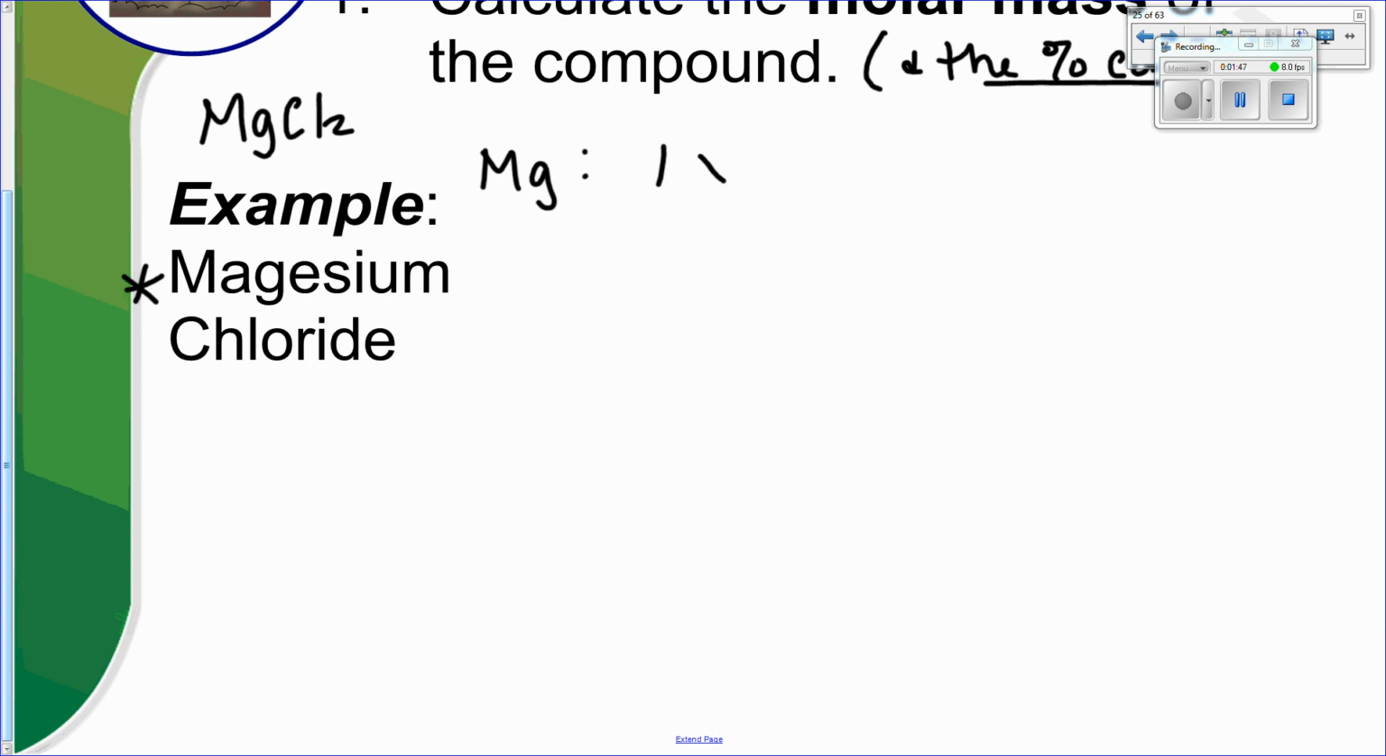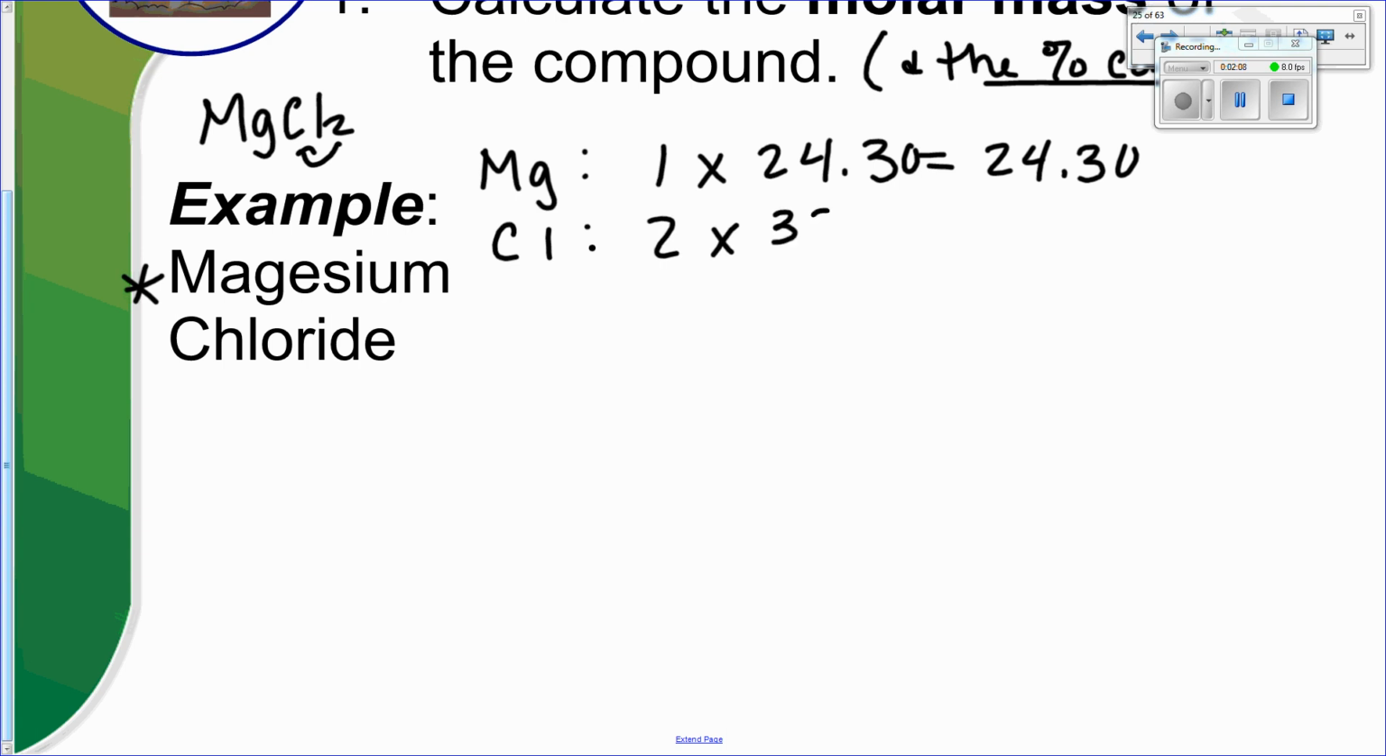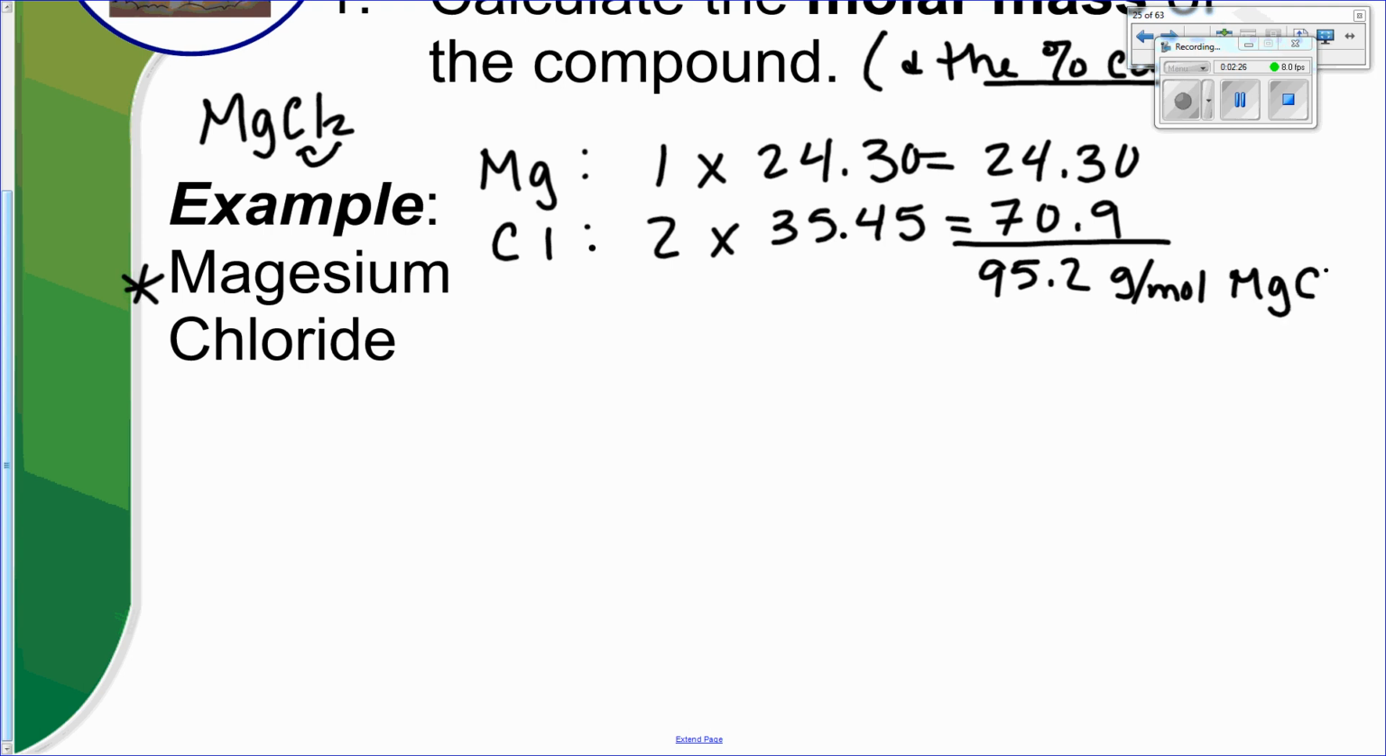There's one magnesium, and if you look on your periodic table, the molar mass of magnesium is 24.3. So the molar mass of magnesium total is 24.3. Chlorine, there's two of them in our compound, so 2 times the molar mass of chlorine, which is 35.45. When you work that out, you get 70.9. When I add these up to find the molar mass of my entire compound, you get 95.2 grams per mole of magnesium chloride.